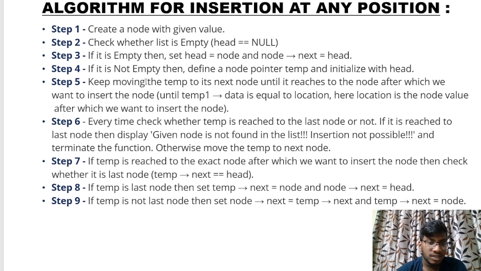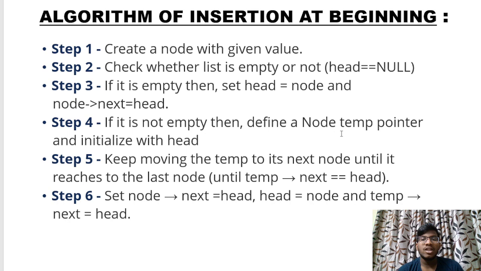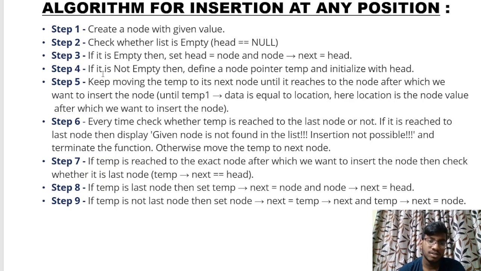Now the scenario is, if the list is empty, then as it is we assign the new node address. That is nothing but when the list is empty, we are creating a first node. So it is common to all these 3 algorithms. Now what is the scenario if the list is not empty? If the list is not empty, then we define a node pointer temp and initialize it with head, as we did in the insertion at beginning operation. Here also we are doing the same.